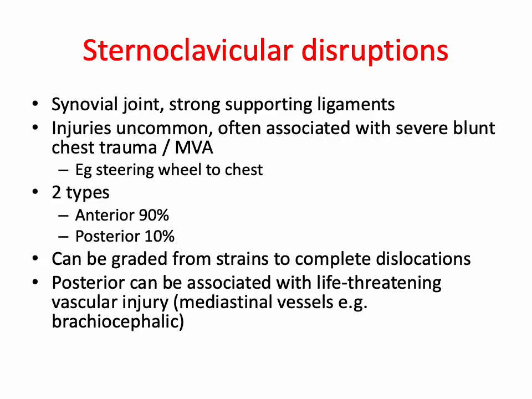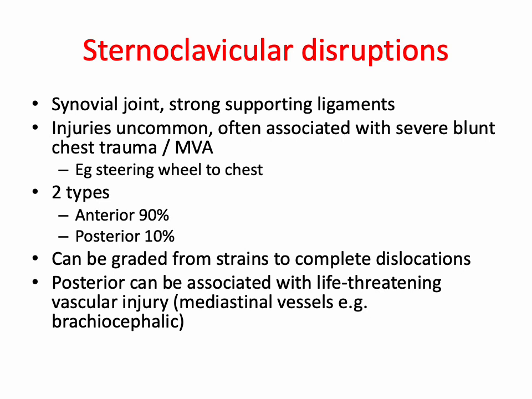So talking about the sternoclavicular joint and its main pathology of disruptions. So the sternoclavicular joint is a synovial joint. It has very strong supporting ligaments, and as such, injuries are relatively uncommon and associated with severe blunt chest wall trauma or motor vehicle accidents.